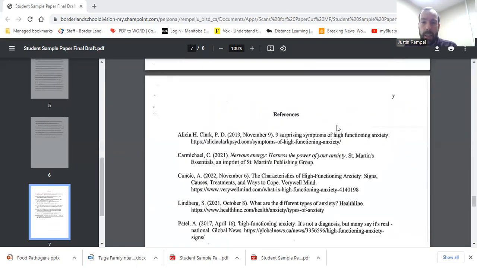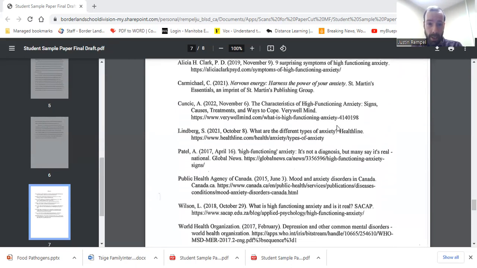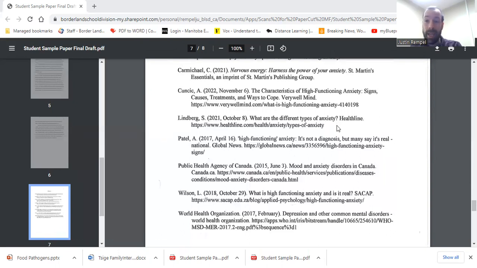The last thing I want to look at is the reference page. Again, this is properly formatted according to APA citation style. Different citation styles will have slightly different formatting. There's the bold title References at the top of the page. And then our references are formatted correctly and they are ordered correctly. The order should be alphabetical according to the author's last name, because that's the first piece of information that we get. Carmichael C, Kunchich A, Lindbergh S, the author's last name, and then a comma, and then their first initial is the first piece of information in the end of text citation for any type of source.